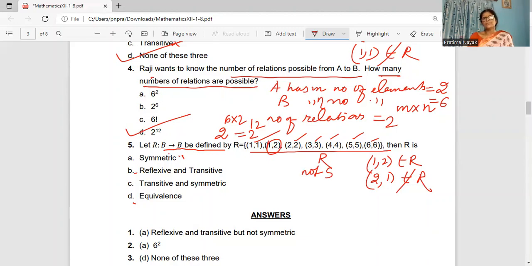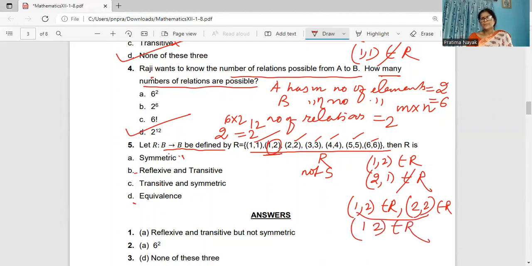Then coming to transitive. (1,2) is there and (2,2) is also there. So when (1,2) is there and (2,2) is there, (1,2) must be there, and (1,2) is already there. I am not going to check the others. So it is transitive. So this relation is reflexive and transitive.